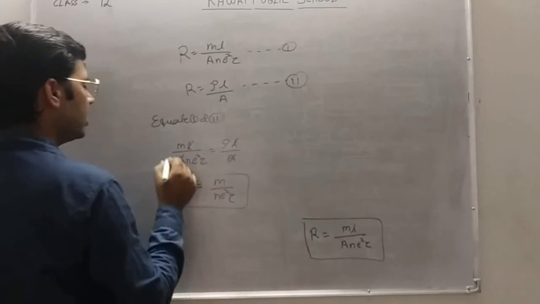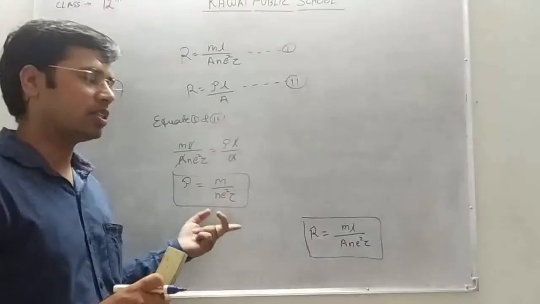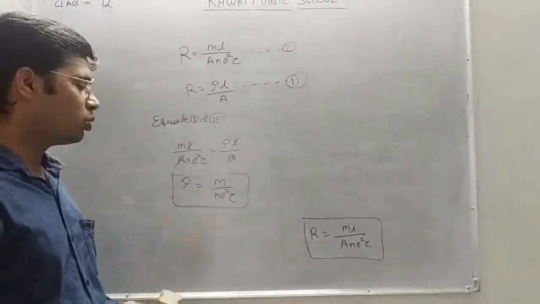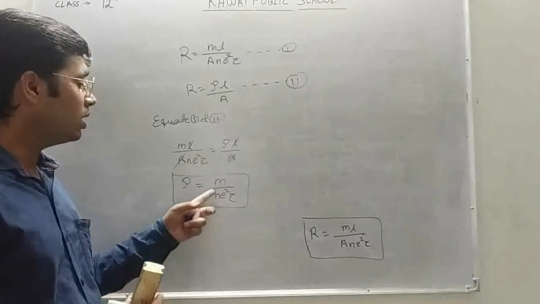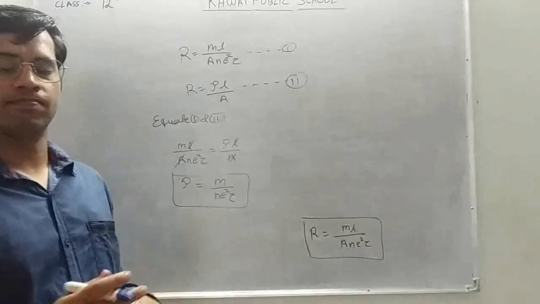Now you can see in this formula that resistivity is independent of shape and size. There is no term related to length and no term related to area. It depends entirely on the material that we are going to use. Thank you.